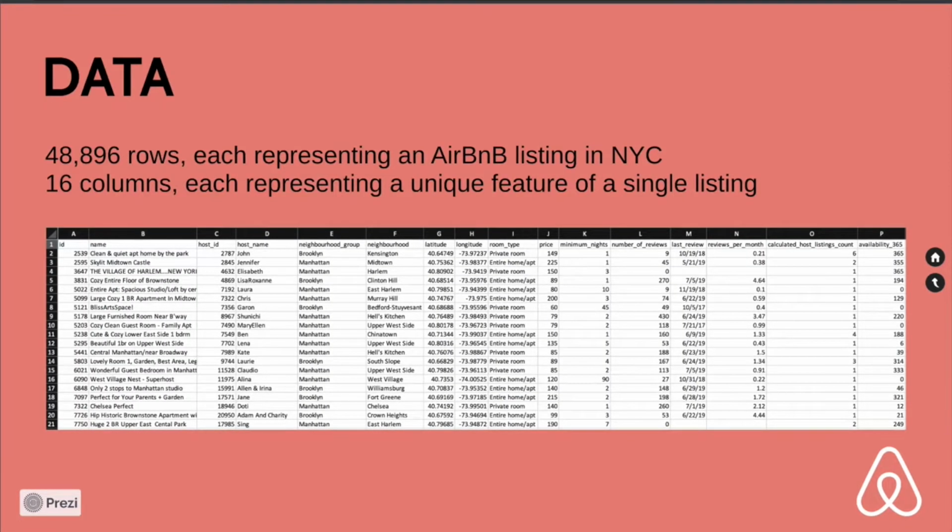This is a visualization of the data set that we used and uploaded into Databricks. There's a little under 49,000 rows, each representing an Airbnb listing in New York City. There are 16 columns, which each represent a unique feature of a single listing.